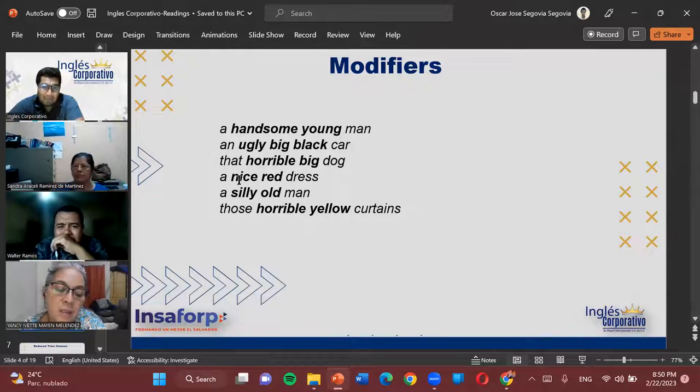So here, for example, once again, you see, this is the most common thing. The most common ones are opinion and color or opinion and age. Those are the most common ones. Because here, for example, it's opinion. And, well, this one is opinion and size. That horrible big dog. Okay, so this is opinion and size.